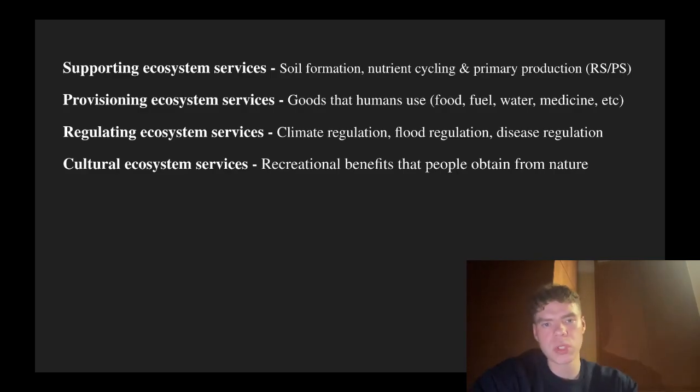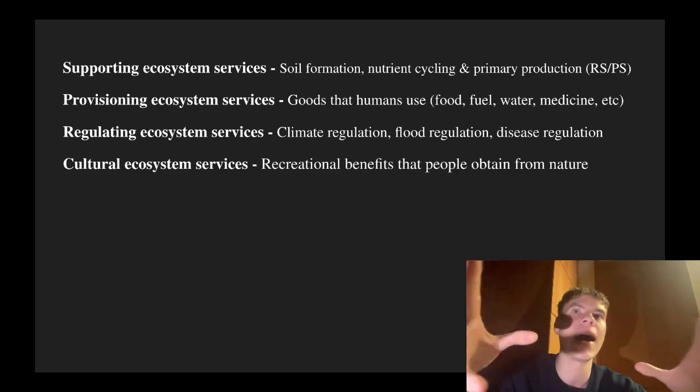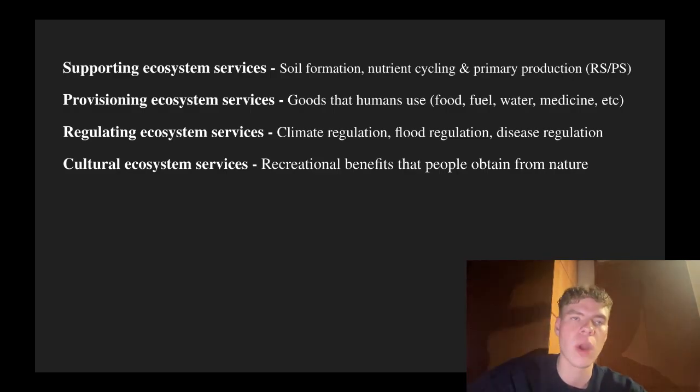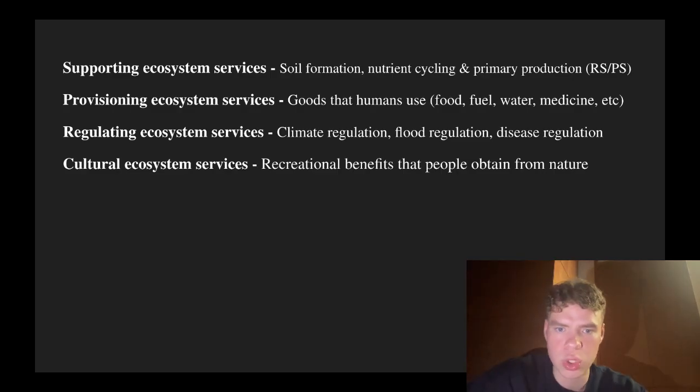And once again, supporting would have to do with anything that supports an ecosystem. What allows an ecosystem to thrive? What allows it to survive? So first of all, we have soil formation, soil nutrient cycling, so the nitrogen cycle and the carbon cycle, and obviously like primary production, photosynthesis, and cellular respiration as well.